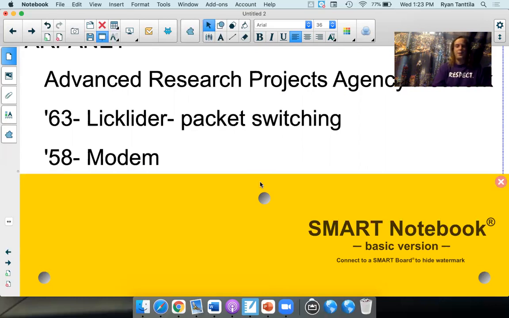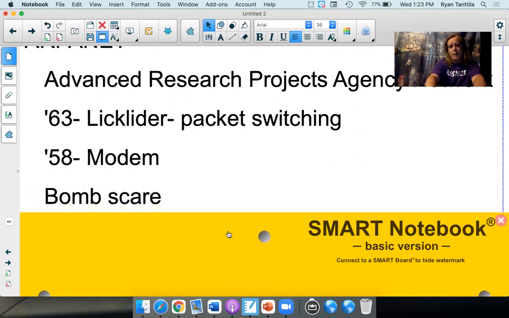What a modem is, it stands for modulator, demodulator, essentially coder and decoder. So the idea is the language gets put into it from your computer and translated out into another computer. So the modem was made in 1958, and that helped ARPANET become a thing.